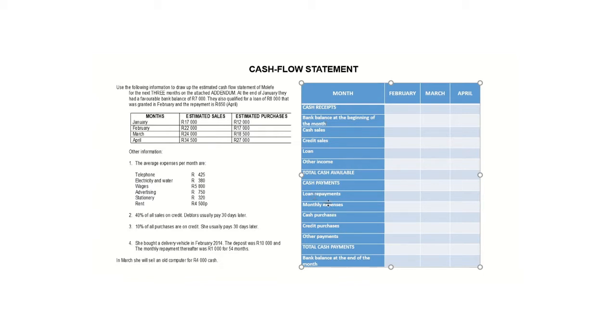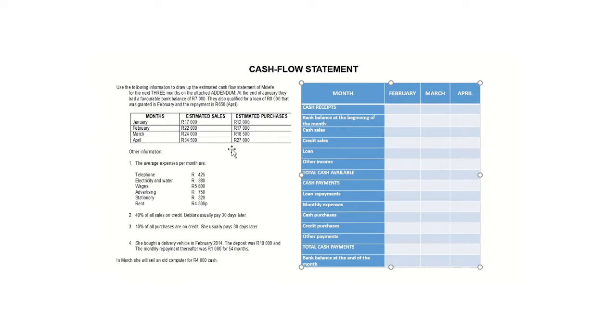If you look here, we also have the monthly expenses. These are mainly what we call administrative business expenses. Administrative business expenses are transactions like your telephone, electricity, wages, advertising, stationery, and rent, the ones that you see here on the left side. These are things that have got nothing to do with normal trading in terms of buying and selling of stock, but they are for managing the administration, the office, so that we can have a place to operate our business.